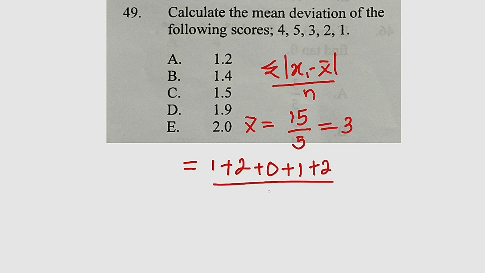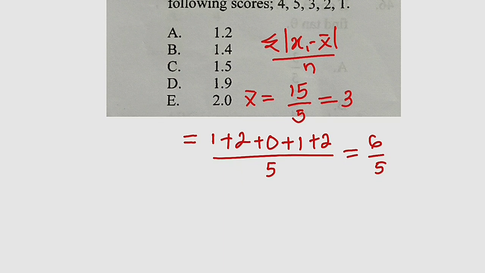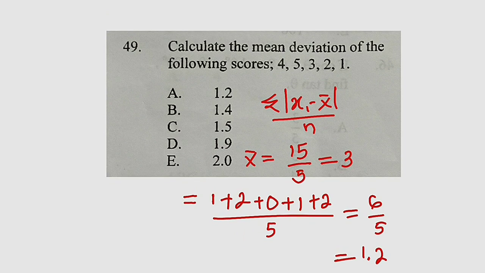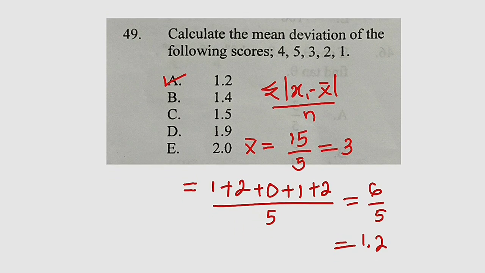Then you divide by the total number, which is 5. You can see that this is 3, this is 3. 3 plus 3 will give us 6. So we have 6 divided by 5. And 6 divided by 5 is equal to 1.2, which is option A. Now let us move on to question number 50.